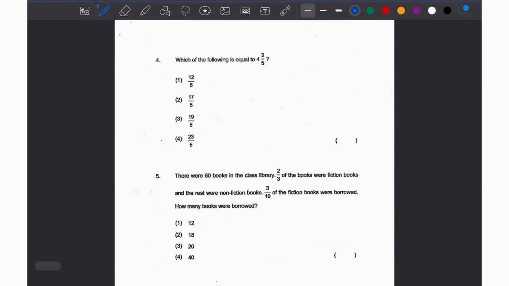Okay, for question 4, which of the following is equal to 4 and 3/5? So we break it down into 4 wholes and 3/5. For 4 wholes, we convert to how many fifths? So 4 wholes will be 20 over 5. And then 3/5 is just 3/5. If we add them up, we will get 23 over 5, which is our option 4.